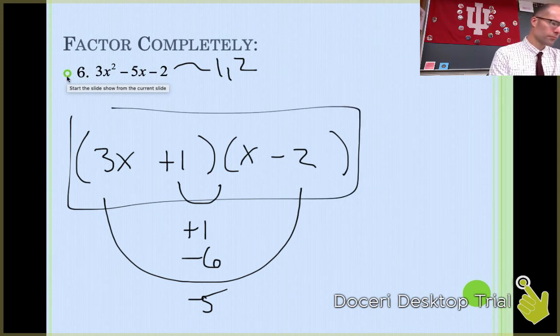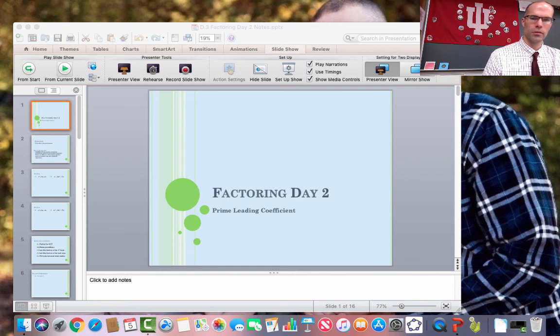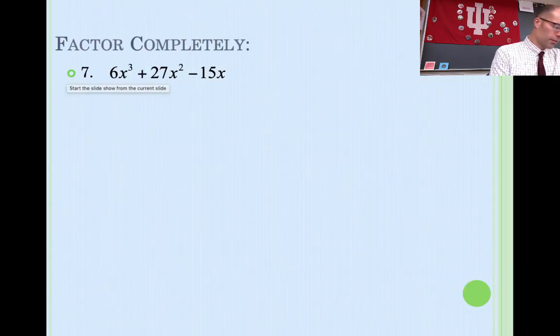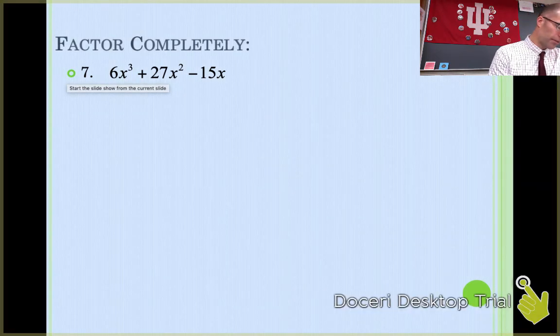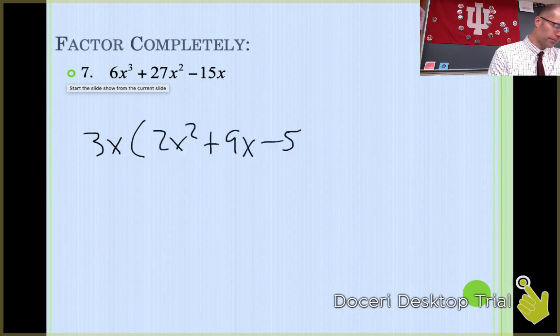All right, take a look at the next one. Number 7, I can take out a GCF here. They all have a 3x in common. So when I factor out my 3x, I'm left with 2x squared plus 9x minus 5.